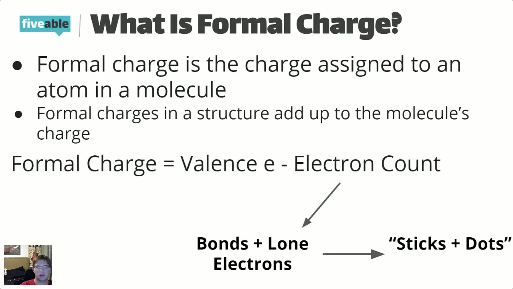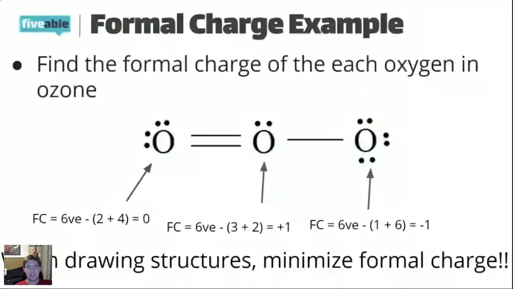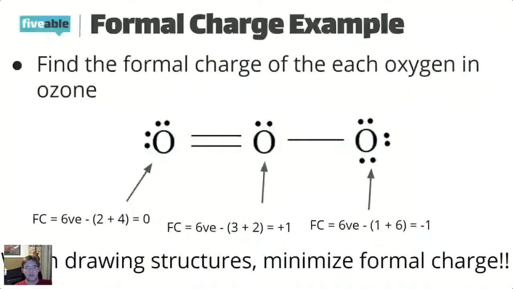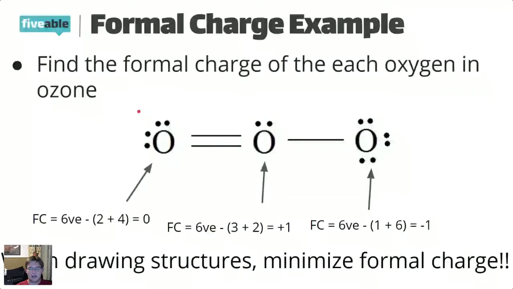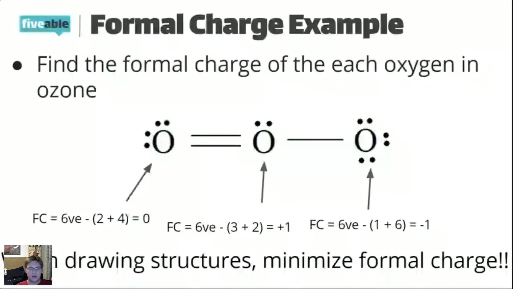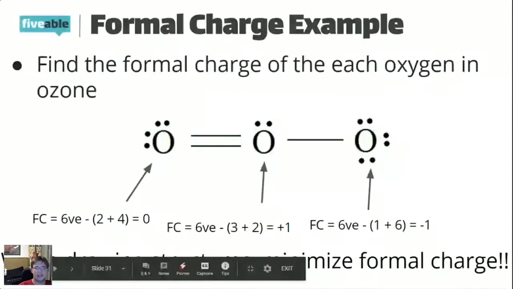So, taking a look at ozone, right? O3. We want to find the formal charge of each oxygen in ozone. So we have 3 different oxygens here, right? We see a double bonded oxygen, an oxygen with 3 bonds, and an oxygen with just a single bond. So let's start taking a look at these formal charges. So the formal charge will always be 6 minus something, because the valence electrons in oxygen is 6.